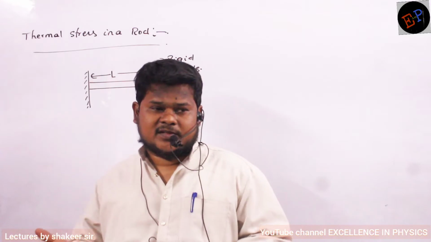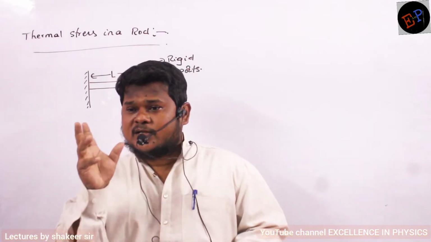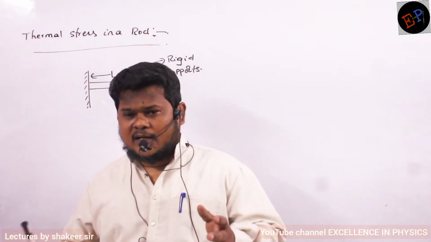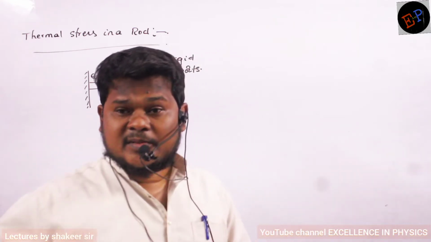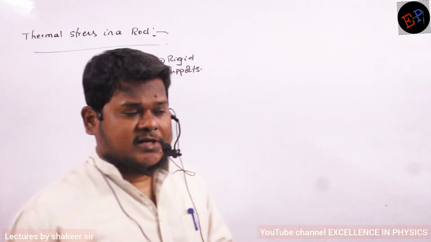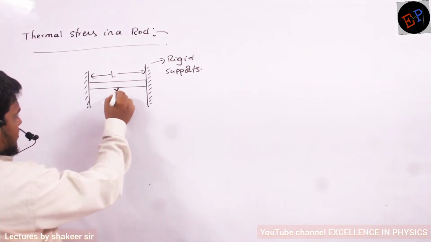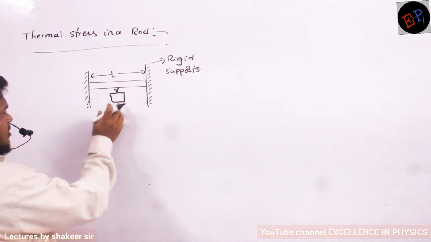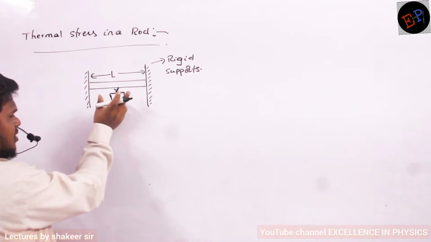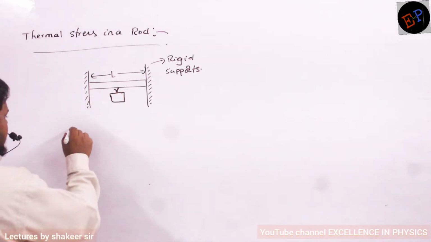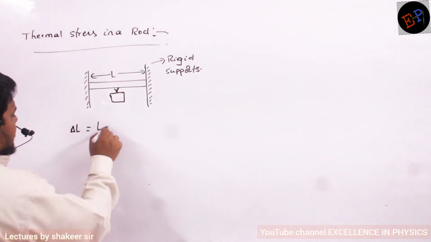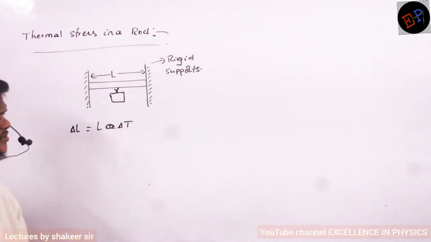So therefore, a thermal stress develops inside the rod. That means some tension develops in the rod, and that tension we are going to calculate. See, if I start heating this rod, then the rod will try to increase its length. So what is the change in length? L alpha delta T. This is the relation.